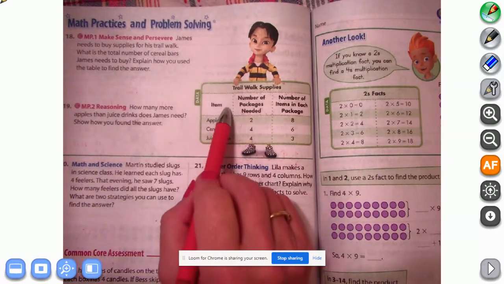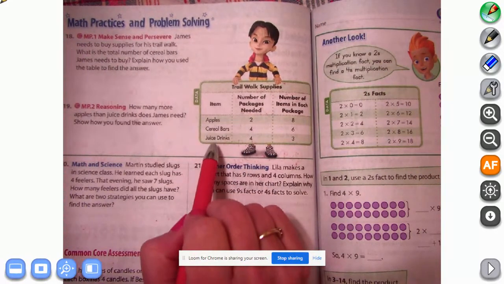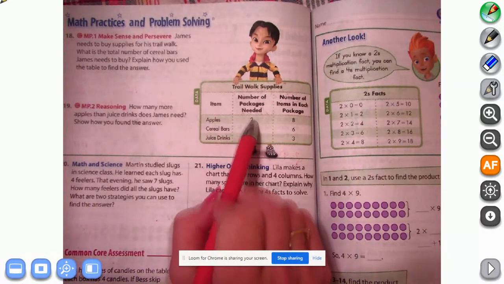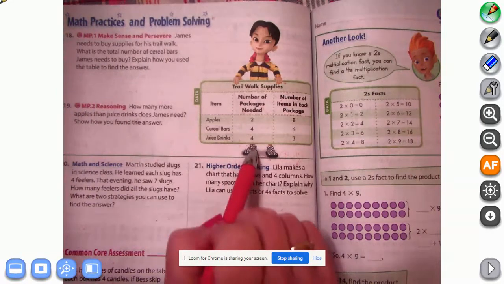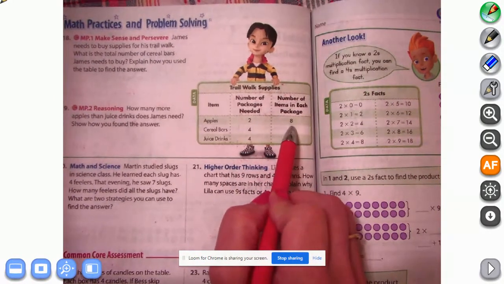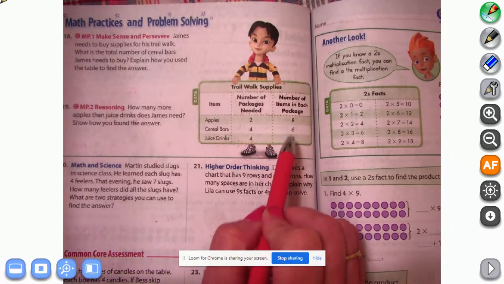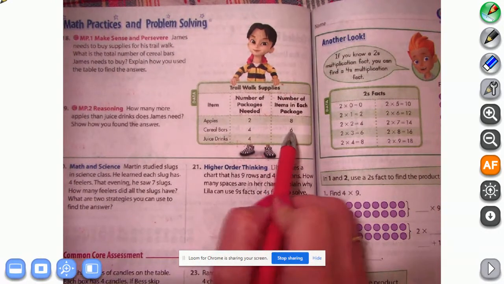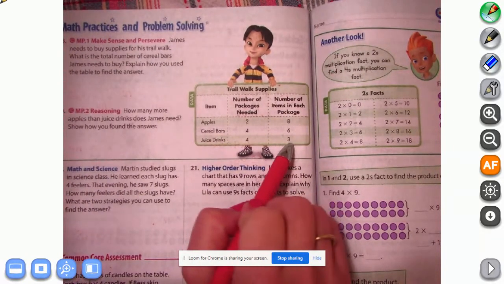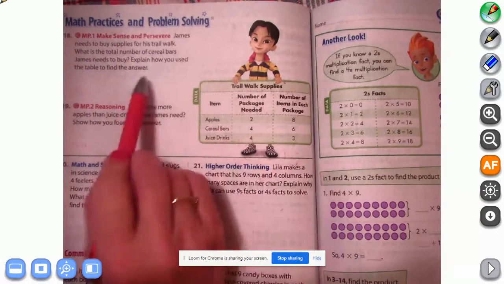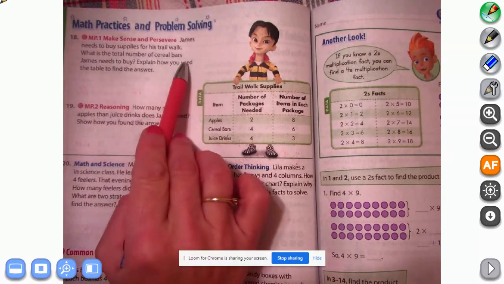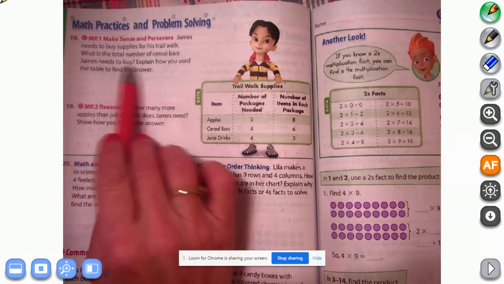So we're looking at the items. The items are apples, cereal bars, and juice drinks. Number of packages needed. They need 2 of the apples, 4 of the cereal bars, 4 of the juice drinks. Number of items in each package. There's 8 in each package of apples. There are 6 in each box of cereal bars, and there are 3 in each box of juice drinks. So it says here again, James needs to buy supplies for his trail walk. What is the total number of cereal bars James needs to buy?